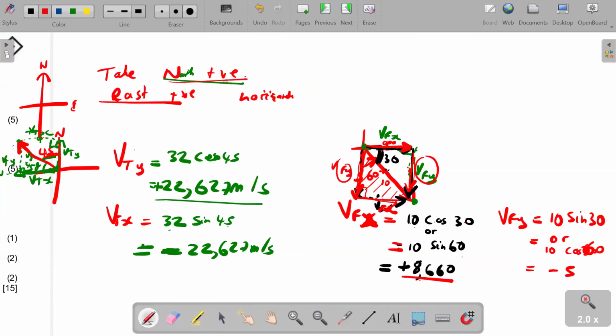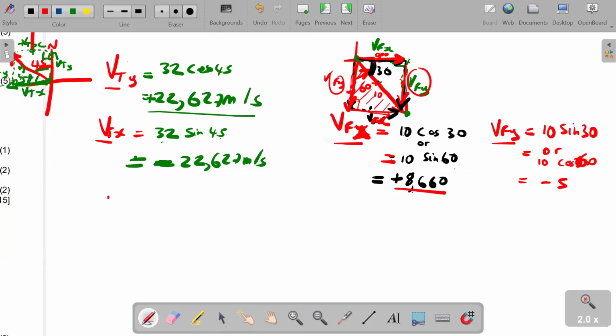Okay. Now I have them all, the vertical and the horizontal components of the torpedo, the horizontal and the vertical component of the freighter. I have them. So with that in mind, I now want to calculate the velocity of the torpedo relative to the freighter. That's what I want to calculate. The velocity of the torpedo relative to the freighter.